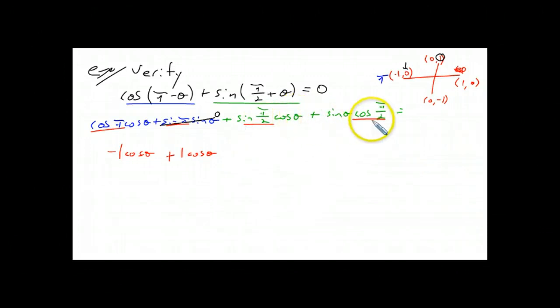Okay, and then move on to the next one. So cosine of pi over 2 is 0. So once again, we'll have a term that goes to 0. So now I'm left with negative 1 cosine theta plus cosine theta, well, negative 1 plus 1 is 0, so this must be 0 equals 0.